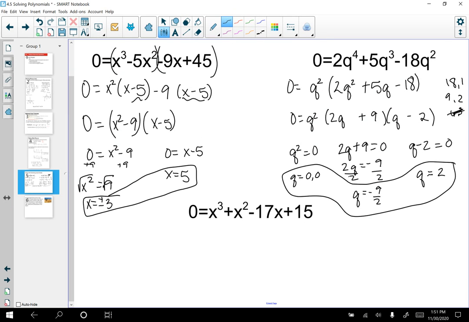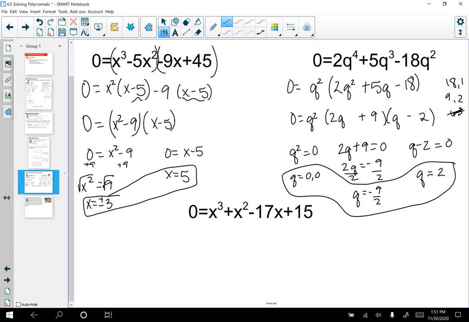Now lastly, I see number 4. My gut would be to go towards factor by grouping. I could pull out an x squared. I'd be left with x plus 1. But I see here 17x and 15. Well, 17's prime, so there's nothing I can pull out of there. So after I check that, I have to resort to the rational root theorem.